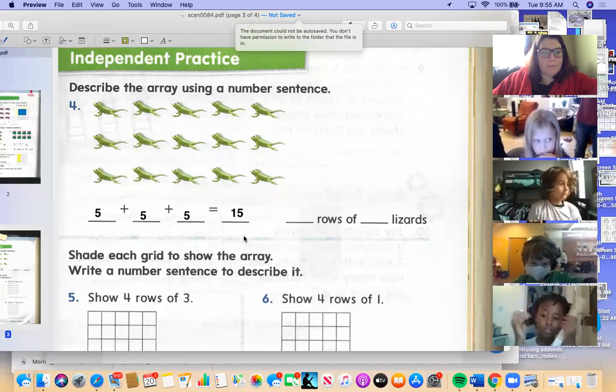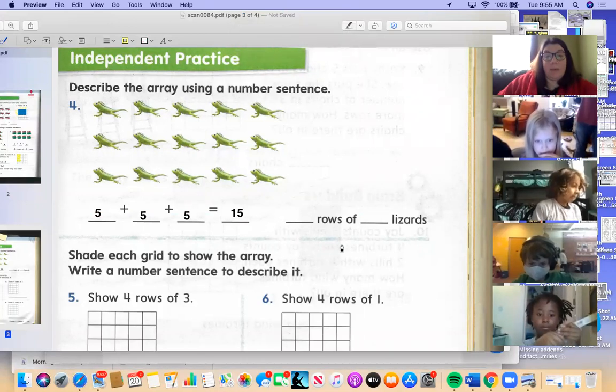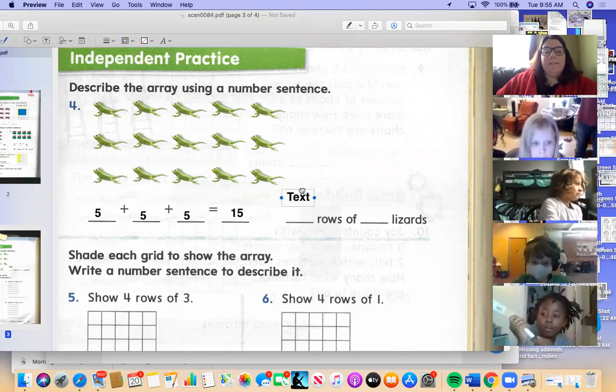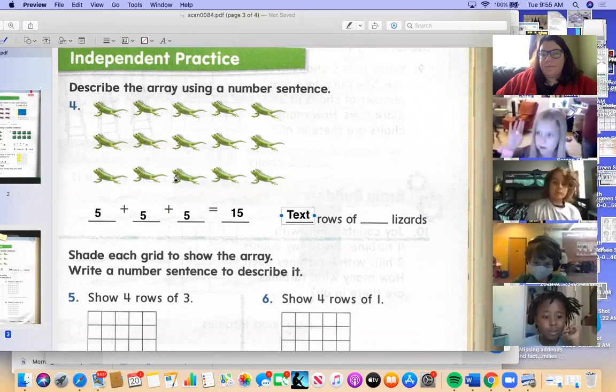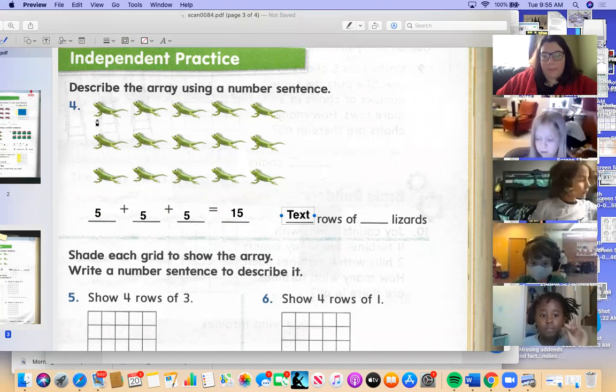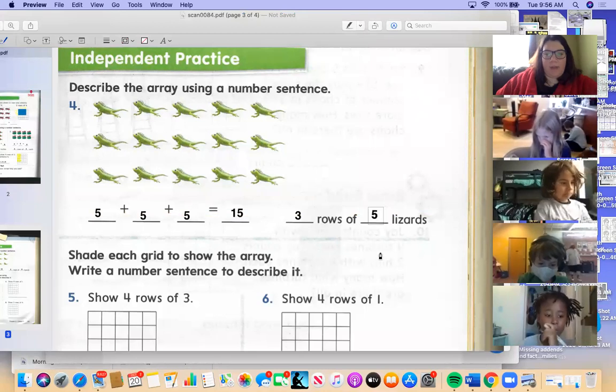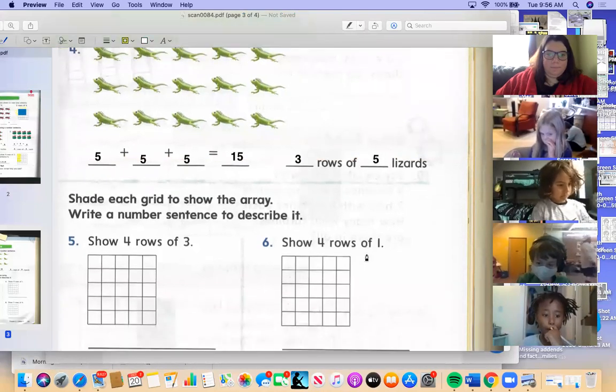So yes, 5 plus 5 plus 5 equals 15. So we have how many rows of what? Lizards. Yes. How many rows of lizards do we have? We have 3 rows and 5 long. Exactly. 3 rows of 5 lizards. Ta-da.